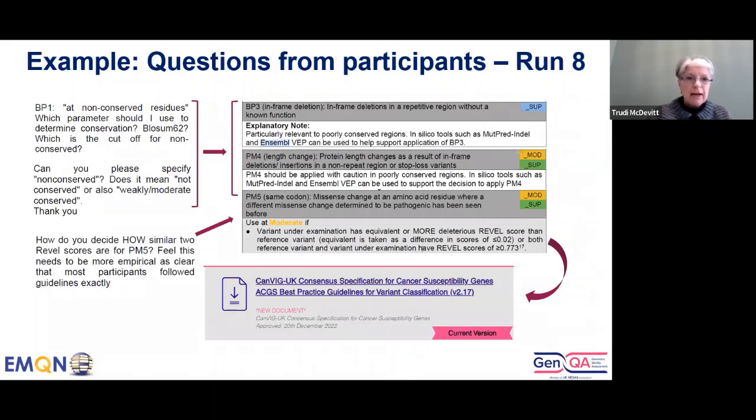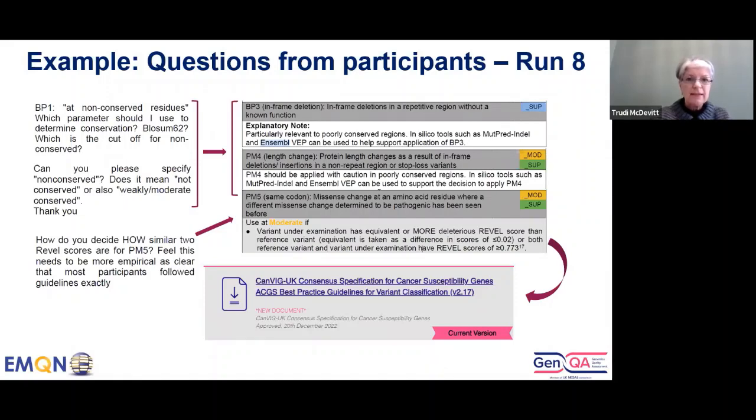An example of active feedback into the guidelines can be seen here. So there were some questions from participants in Run 8 where it was clear that some additional clarification needed to be added to the wording in the cancer susceptibility guidelines document. So there were some questions seeking extra clarification on how to assess conservation and also how to assess REVEL scores for application to PM5. So based on this, the wording was made a little bit clearer in the updates for the latest guidelines that came out in December 2022. So please do keep the questions coming, because it just helps us make the guidelines as user-friendly as possible.